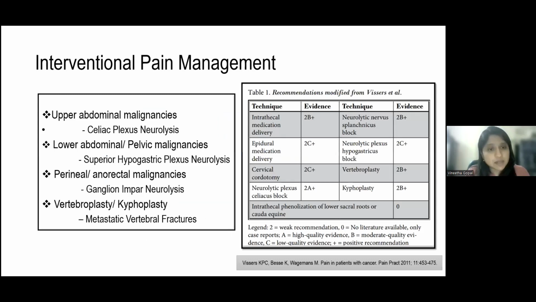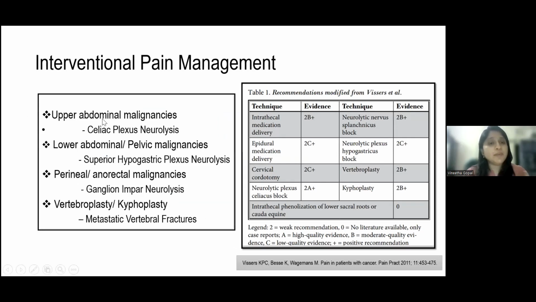Then coming to interventional pain management, I told you pain management should be multimodal and multidisciplinary. Multimodal in the sense you have to target different mechanisms. You have to take analgesics that target different mechanisms. And multidisciplinary means you have to use your interventional pain colleagues. You have to take help of physiotherapy departments, psychotherapy. So it should be multimodal and multidisciplinary.